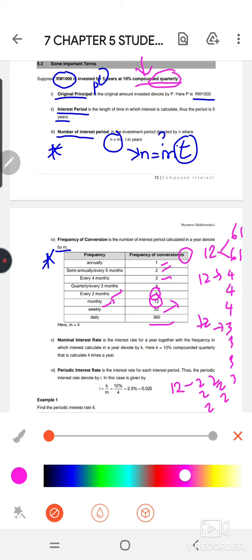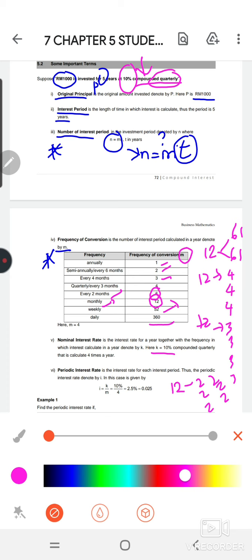Okay, next, nominal interest rate is the interest rate for a year together with the frequency in which interest is calculated in a year, denoted by K. Here, K is 10%, compounded quarterly, that is calculated 4 times a year. Nominal interest rate ni kalau sebelum ni kita panggil R kat sini, 10%, tapi kat sini kita just panggil dia sebagai K. K is 10%. Sebab apa kita kena fahamkan beza R dengan K, sebab kalau compound interest kita guna K. Sebab kita dah tak guna R dalam formula.